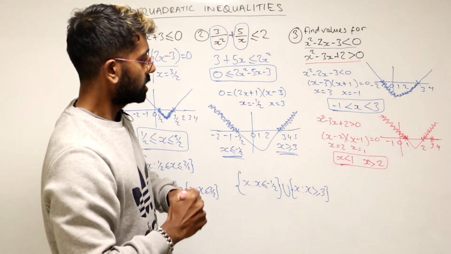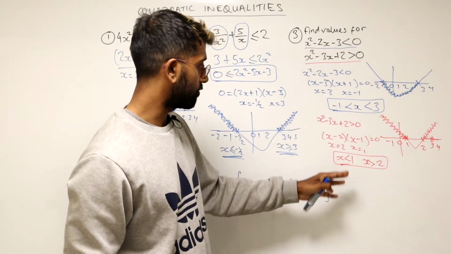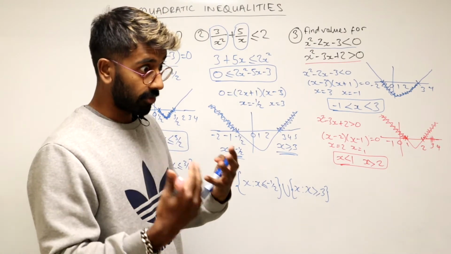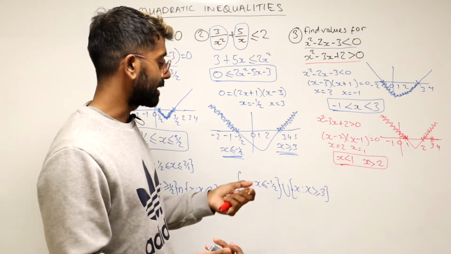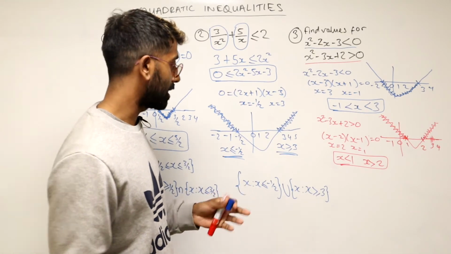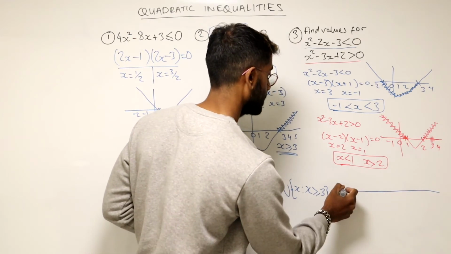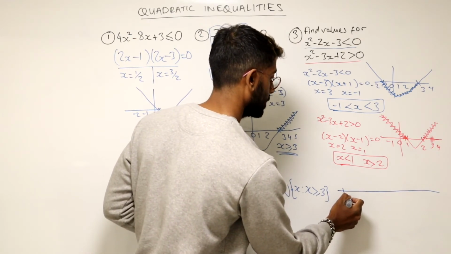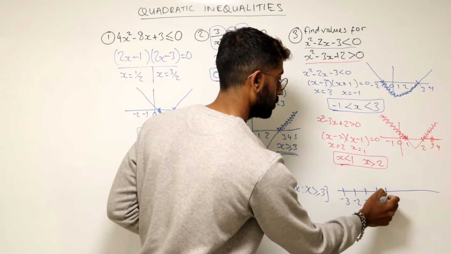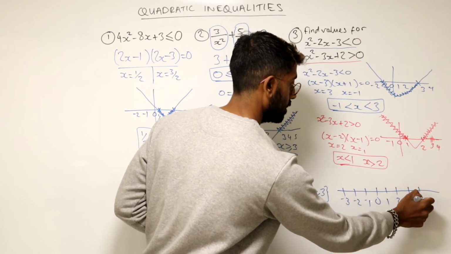Okay, so what we've got so far is we've got values that work for that quadratic, we've got values that work for this quadratic. But what we need are values that are going to work for both. So how are we going to get that? Well, I think the best thing to do is usually draw a number line. So if we draw a number line like this, we'll have maybe, let's start at minus 3. Then we go minus 2, minus 1, 0, 1, 2, 3, and 4.